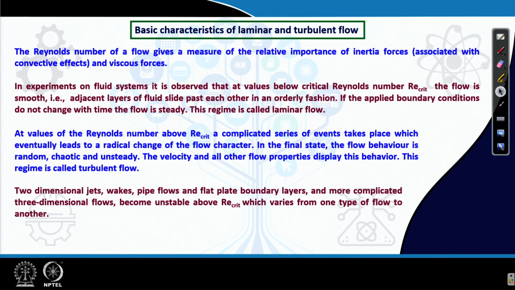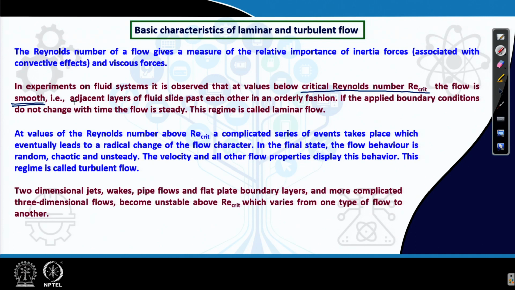Now, Reynolds number, as we may recall, is a measure of the relative importance of inertia forces and viscous forces. Now, if you perform experiments on fluid systems, it is observed that at values below a critical Reynolds number, Re critical, the flow is usually smooth.